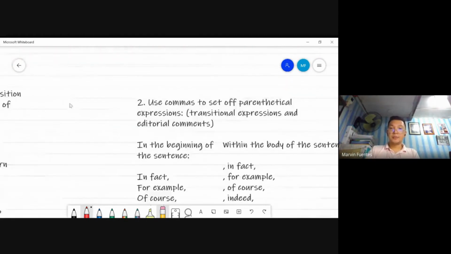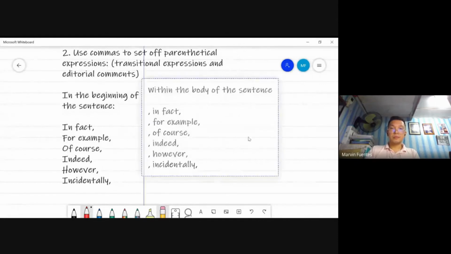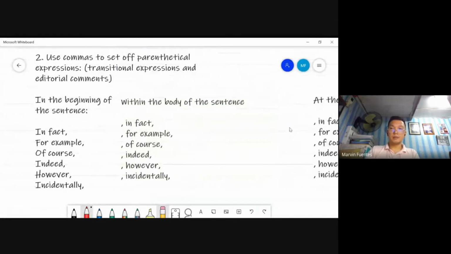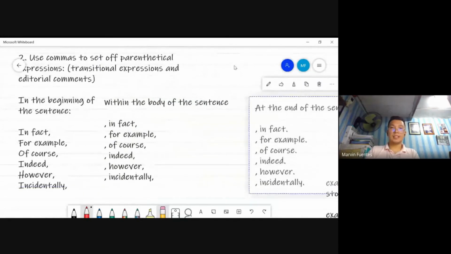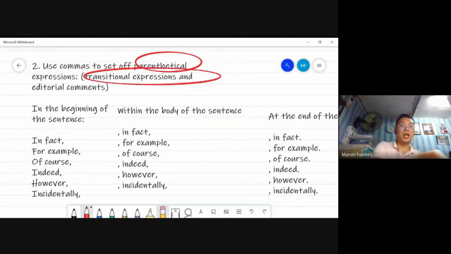Class. Saan yung isa? Yan. Class. Setting off the parenthetical expression, ibig sabihin, palabok lang yan. It's either transitional or editorial. You have to memorize it. But you have to remember, kapag nasa umpisa siya nakalagay, of course, capitalize the first letter and then followed by a comma. No need to put space.